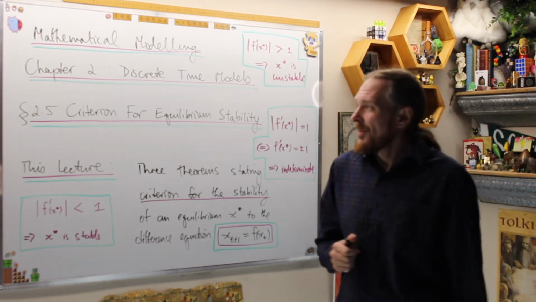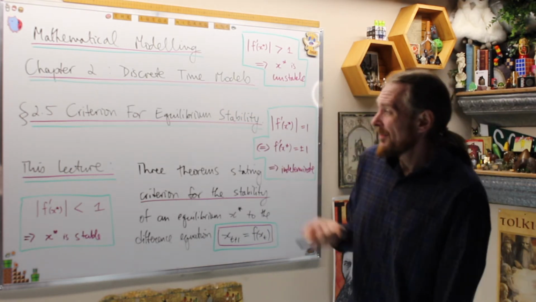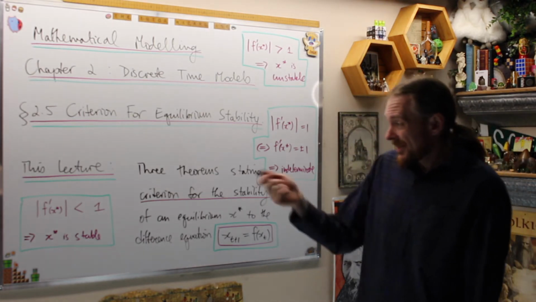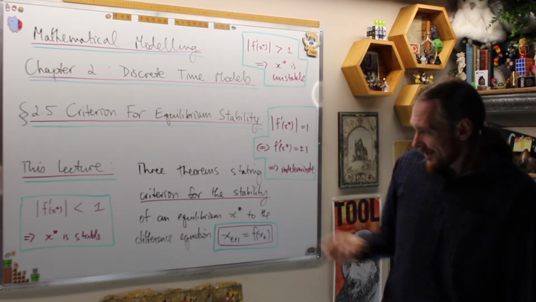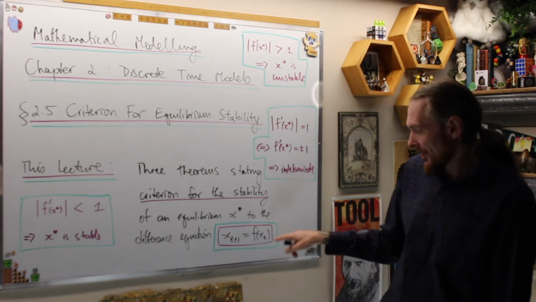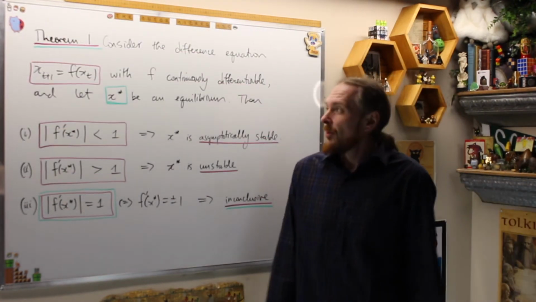We're doing mathematical modeling. This is Chapter 2, Discrete Time Models. Section 2.5 is going to be criteria for equilibrium stability. And this lecture specifically, what we're going to do is 3 theorems stating criterion for the stability of an equilibrium to this difference equation, which is autonomous in first order. Let's get to it. All right, theorem 1 of 3.